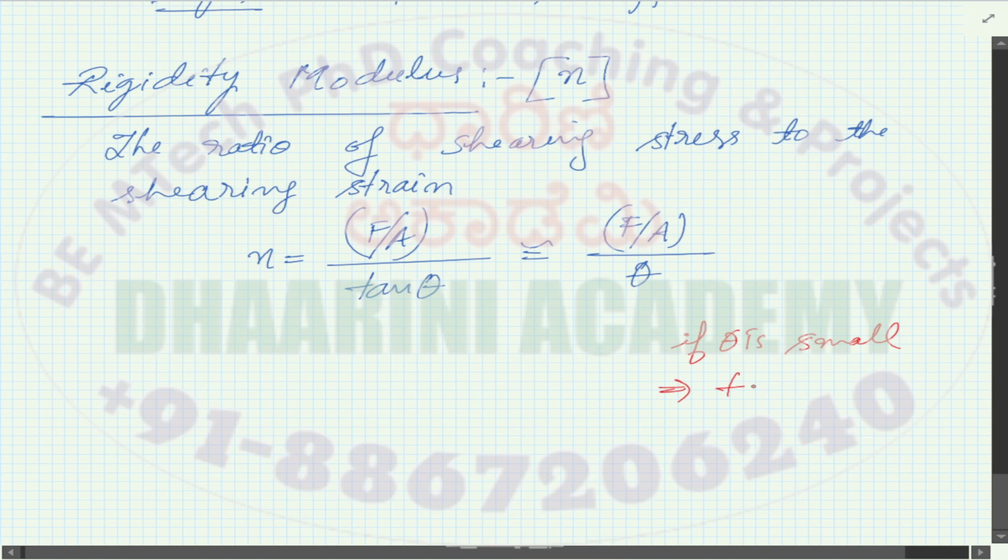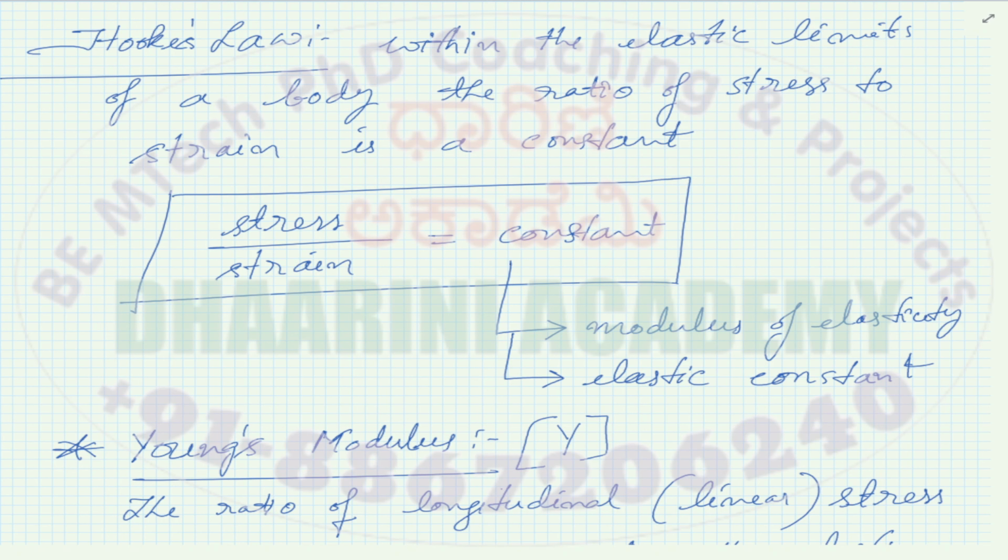Okay, let's recall what we have done so far. In Hooke's law, we are trying to relate the stress and the strain of a given body. We apply a certain amount of force to a body and we want to see the effect, how much strain is there internally. Hooke's law states that within the elastic limits of a given body, the ratio of the stress developed inside the body and the resulting strain is going to be a constant. So stress divided by strain of a given body is always a constant.